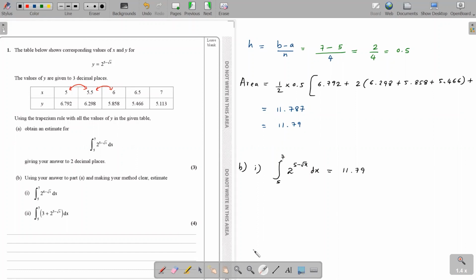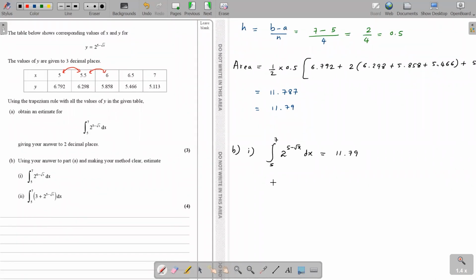But now they are asking us to use this answer to get the answer for 2 to the power 6 minus root x. You can see there's a slight difference in the sum. In part A we had 2 to the power 5 minus root x, while in part B they want the area for 2 to the power 6 minus root x. So how do we work with this? We definitely don't know how to manually integrate something like this, so we need to use the help of part A. Can't we make this equation look similar to it?